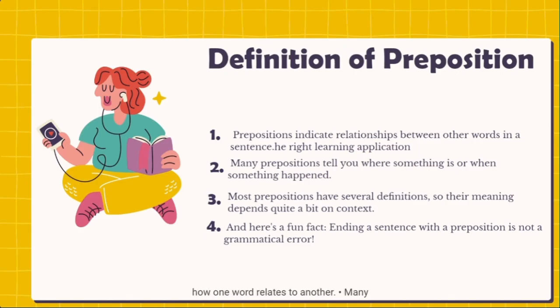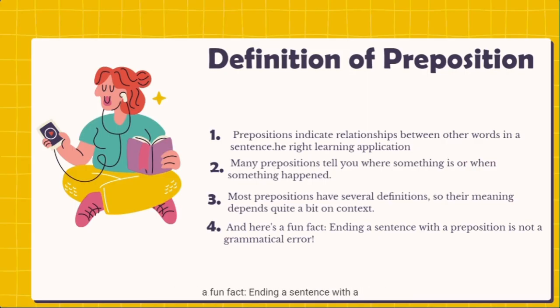Many prepositions tell you where something is or when something happened. For example, on the table tells you where something is, while before dinner tells you when something happened. Most prepositions have several definitions, so the meaning depends quite a bit on context. In can mean inside, right? As in in the box, or it can indicate time, like in the morning. The meaning changes depending on how you use it.